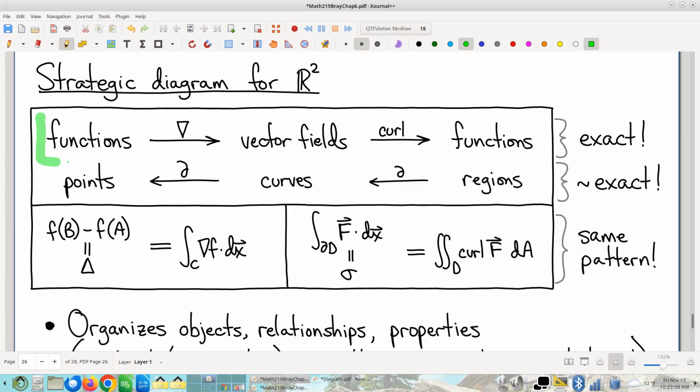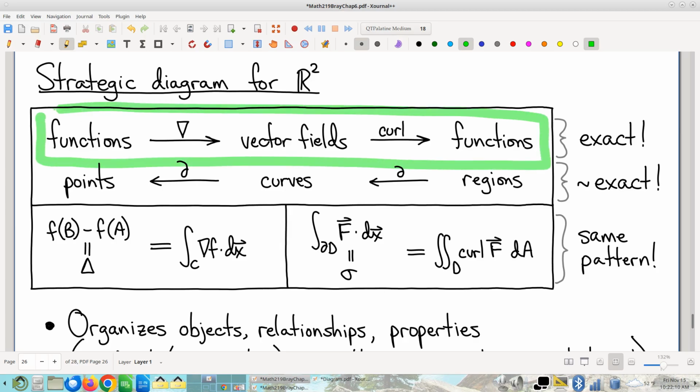This sequence right here, we call it a sequence, and the idea is, we have an operator here, gradient, that you give me a function, out comes a vector field. And then here's another operator, right? You give me a vector field, out comes a scalar valued function. That's what curl does. And this is what we call an exact sequence.